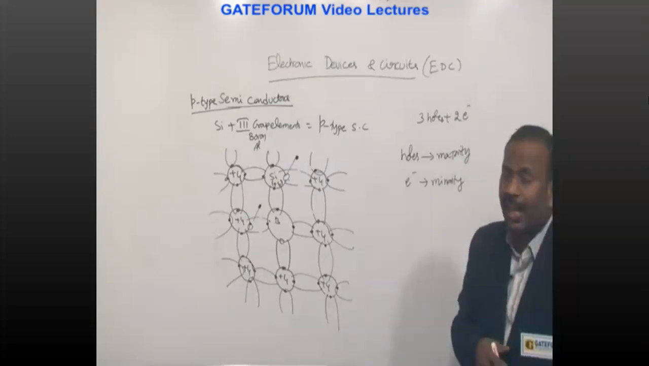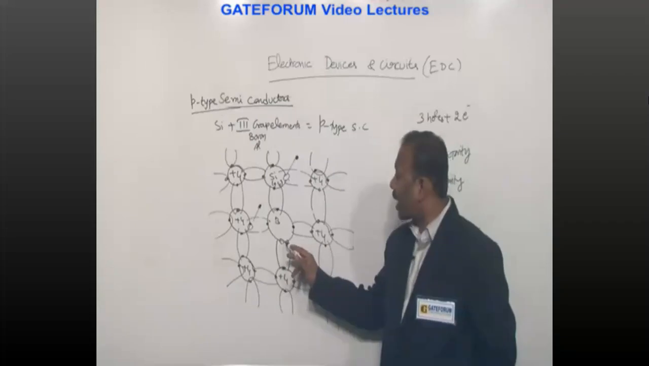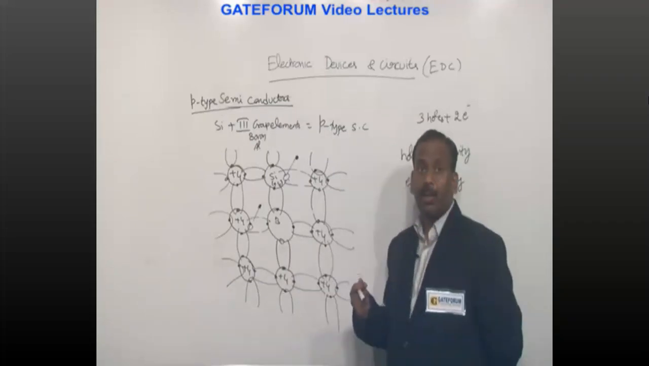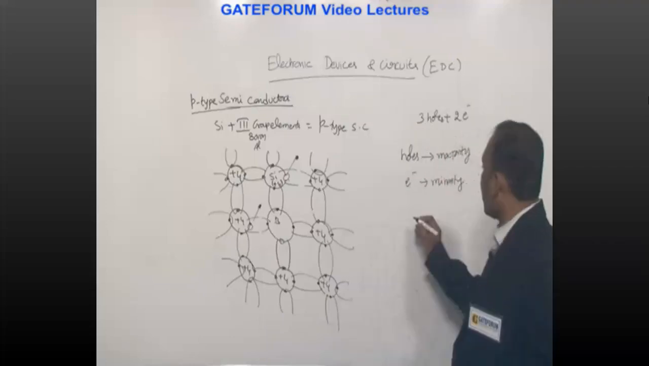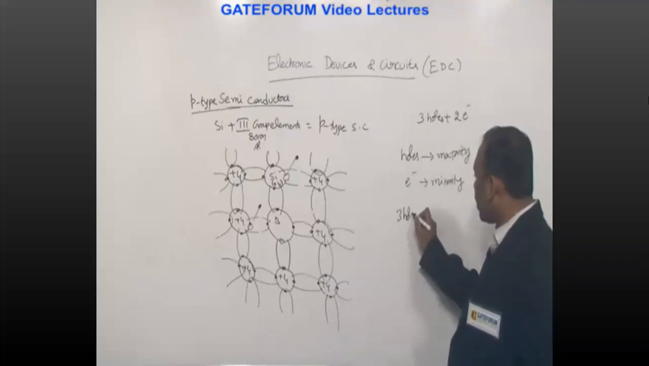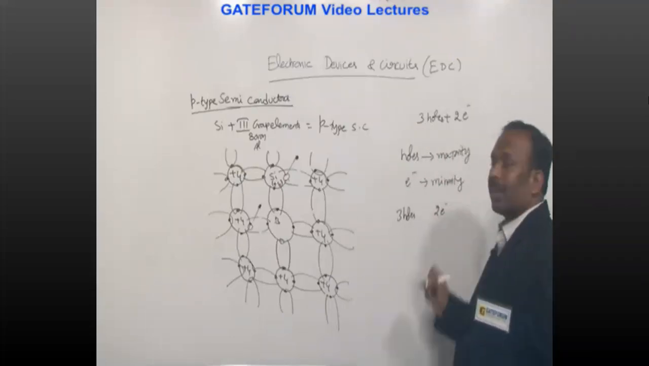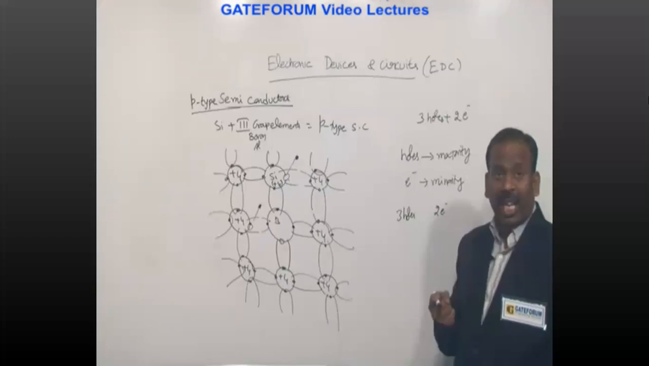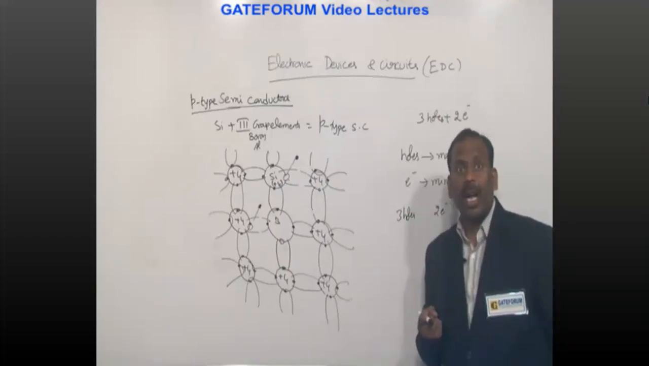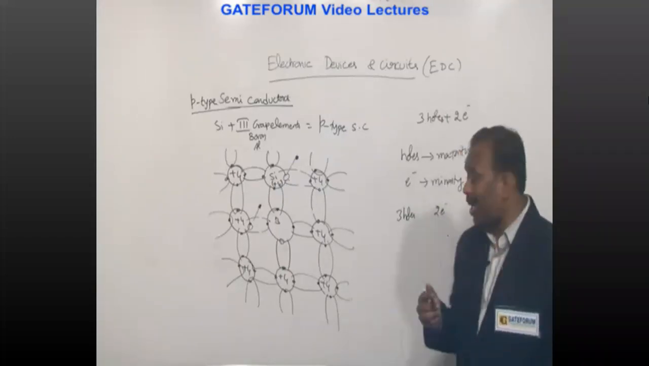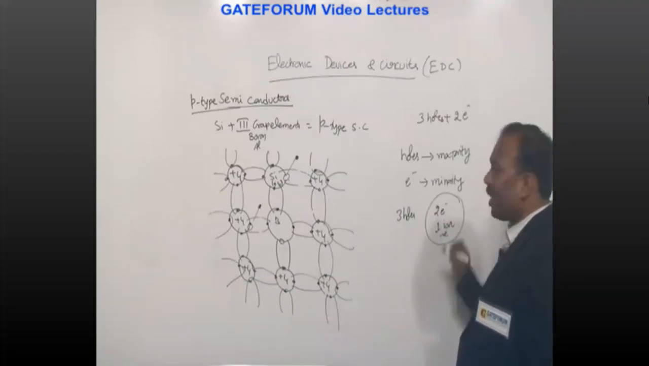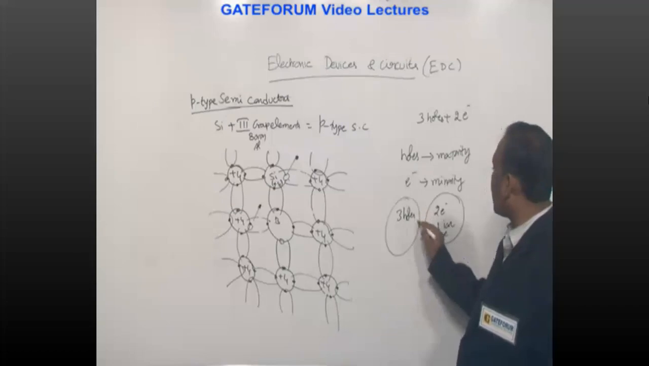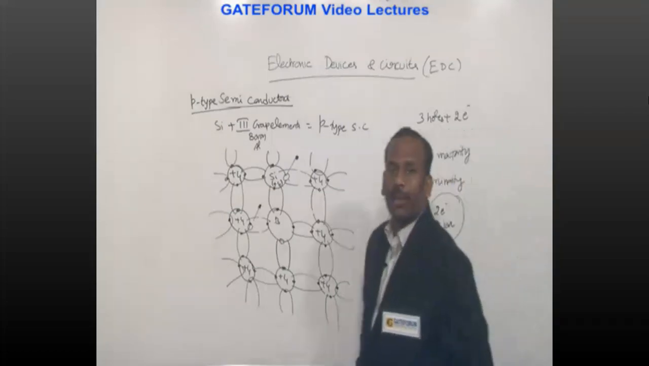How are you going to say it's electrically neutral? It's accepting an electron to get its stability. Accepting an electron means there are 3 holes, 2 electrons, plus accepting one electron means accepting one negative charge. That means it becomes one ion. This is one negative ion. Therefore, this is negative charge, this is positive charge. Electrically neutral.